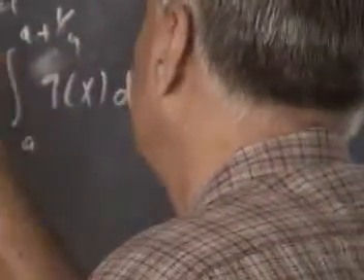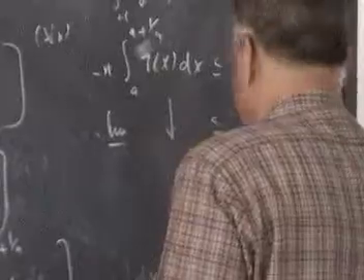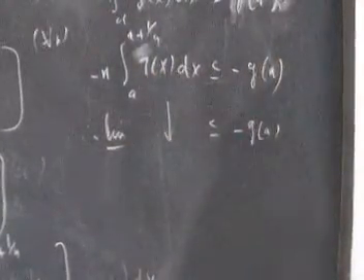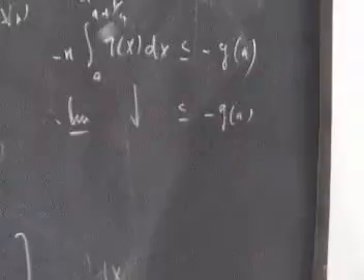So it is true for all n, for every n. Therefore, the limit of this is less than or equal to minus G(A). So that part is taken care of. Okay, the second term is less than or equal to minus G(A). Now, the only thing left is the first term. I will just point out there.